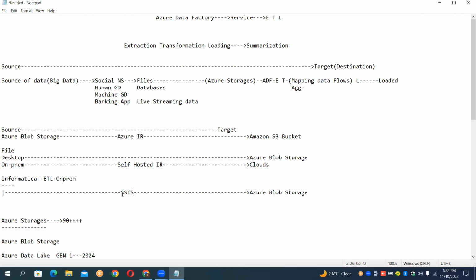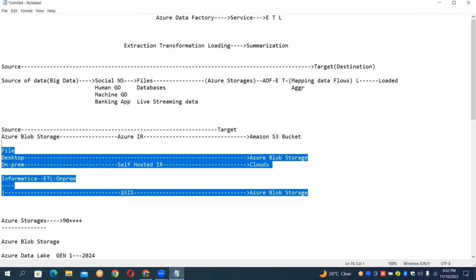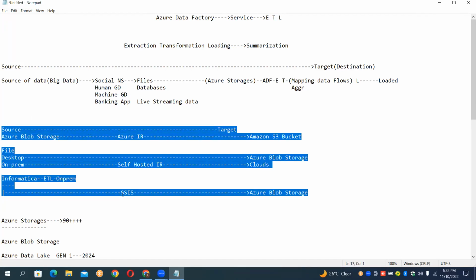Anyways, don't get confused on this IR concept. It will be clarified once we start the implementation of the pipeline. Okay, guys? So as of now, you can say cloud to cloud transfer, Azure IR. On-premises transfer, use SSIS IR. That's it. Two things you remember.